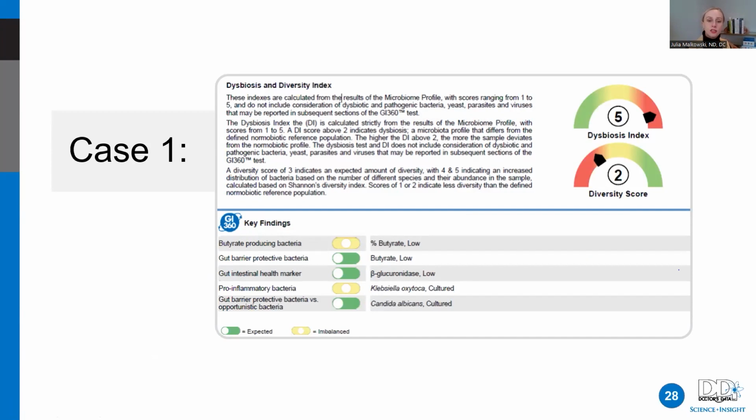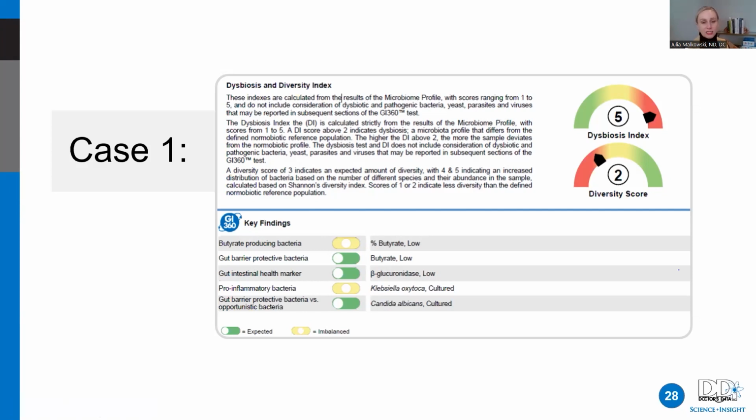Let's take a look at the key findings. Remember, we talked about how the key findings are specific bacteria that are associated with this health outcome. So these butyrate producing bacteria, that first group, are outside the reference interval. So we do need to feed the butyrate producing bacteria. To feed the butyrate producing bacteria, we want to make sure that individuals are consuming 8 to 15, sometimes up to 20 grams of soluble fiber per day.